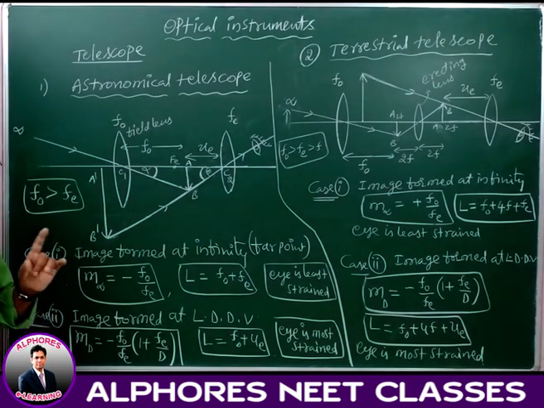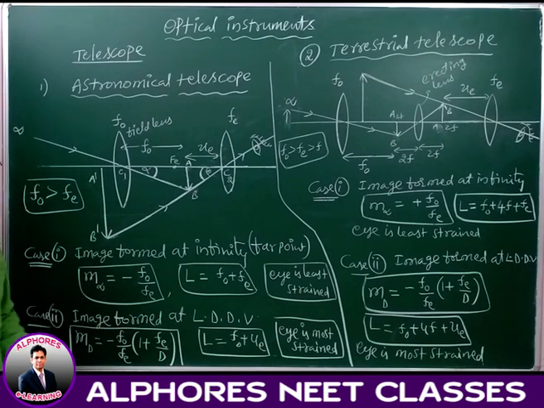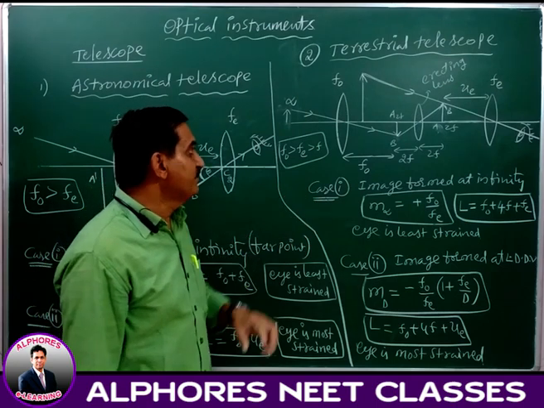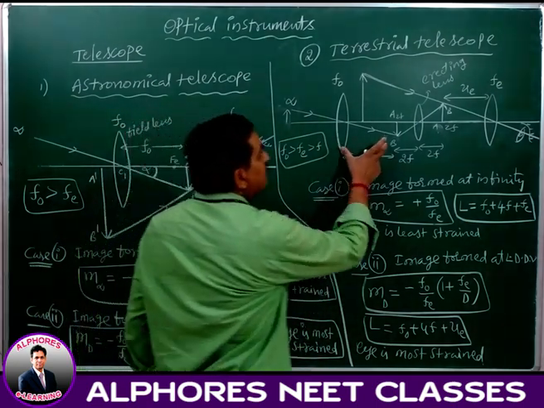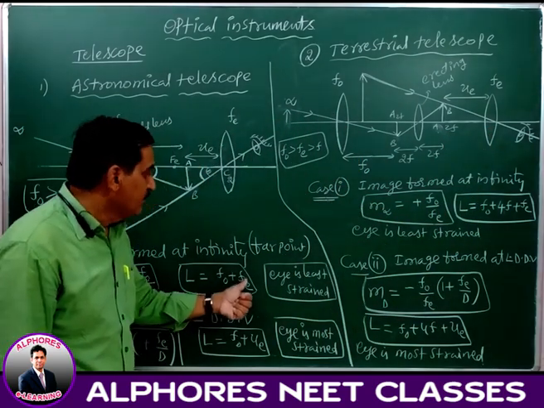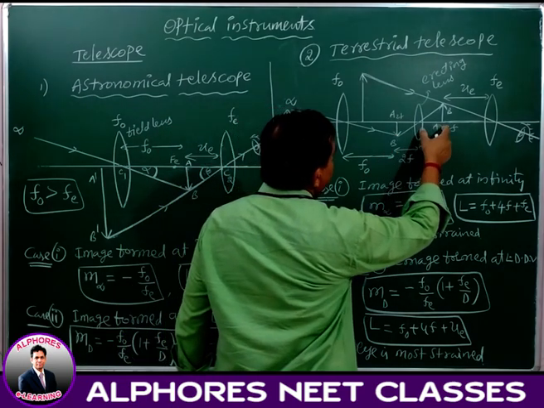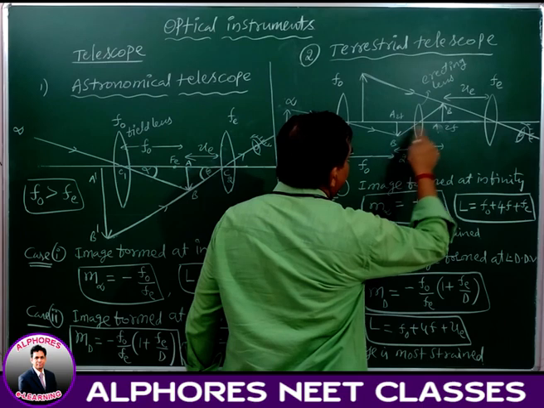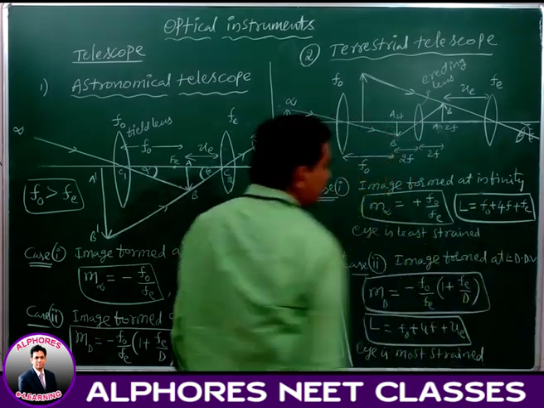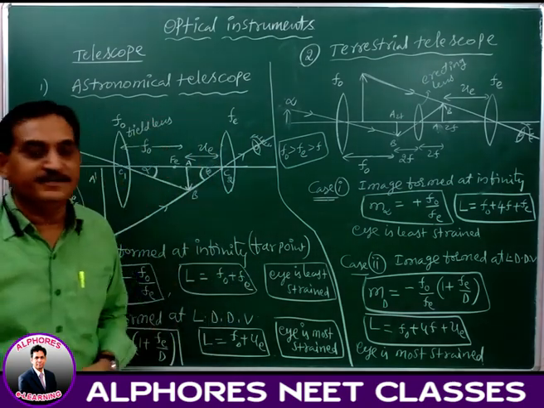So that much change we have taken into account. As it is, the formula will be the same, f naught by Fe. Now the length of the telescope in this case is f naught plus Fe, plus this erecting lens, due to which 2f and 2f, totally 4f, will add up over here. F naught plus Fe plus 4f. This is the length of the terrestrial telescope when the image is formed at infinity.